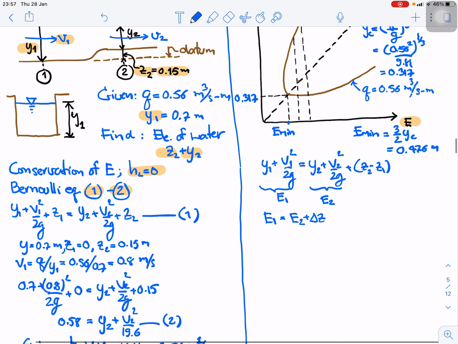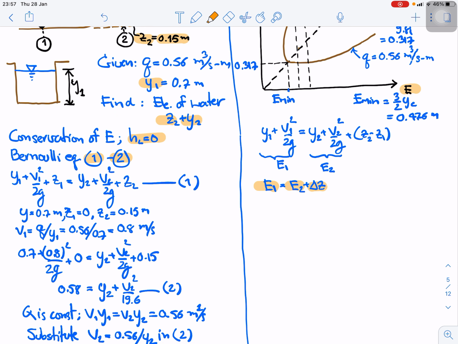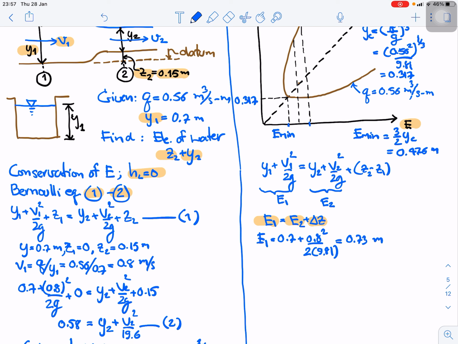And if we write the equation between point 1 and point 2, that is E1 is equal to E2 plus delta z. Okay. And for E1, the energy at section 1 is equal to 0.7 plus the velocity squared over 2g, which is equal to 0.73 meter. Okay, and we plot that, this point is 0.73 meter.